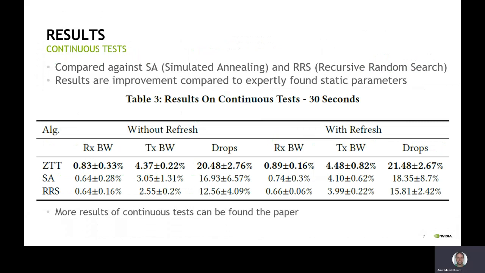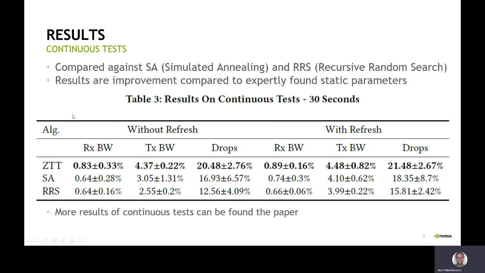And to get some numerical results, what we did is that we compared ZTT against two other algorithms. One other successful search algorithm is called simulated annealing, and another one is called recursive random search. What we show here in this table is that we compare the performance of each of the algorithms to the performance of the static parameters that are found by experts on all the tests. And what we did is we ran each of the 20 tests for 30 seconds. We ran them consecutively, and we ran this scenario several times to get statistical significance.